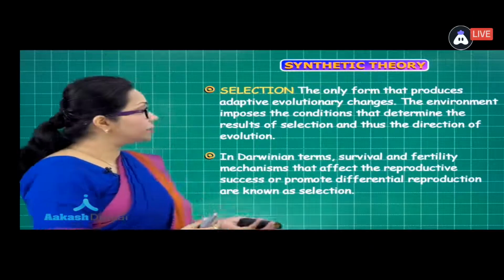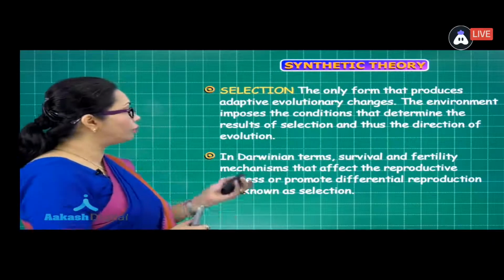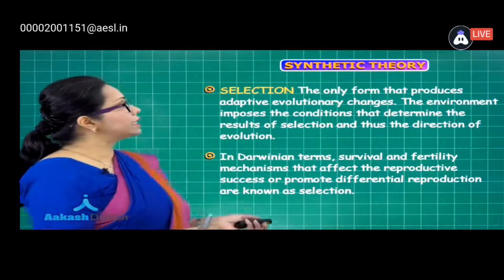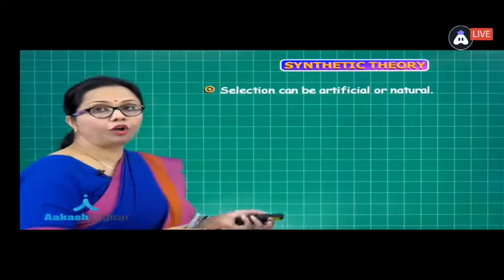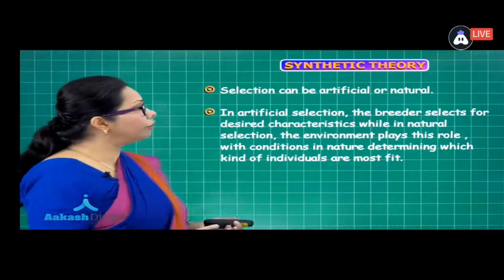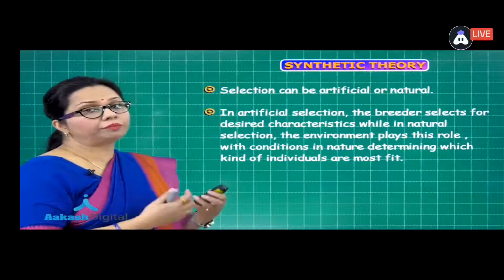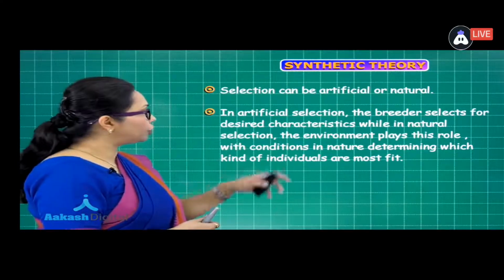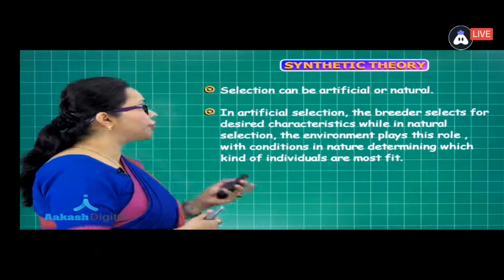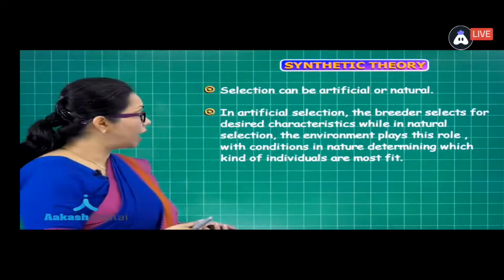In Darwinian terms, survival and fertility mechanisms that affect reproductive success or promote differential reproduction are what is known as selection. This selection can be artificial or natural. Artificial selection is where plant and animal breeders select for desired characteristics among domesticated plants and animals, while in natural selection it is the environment which plays the same role, where nature determines which kind of individual is most fit and allows only that individual to reproduce.